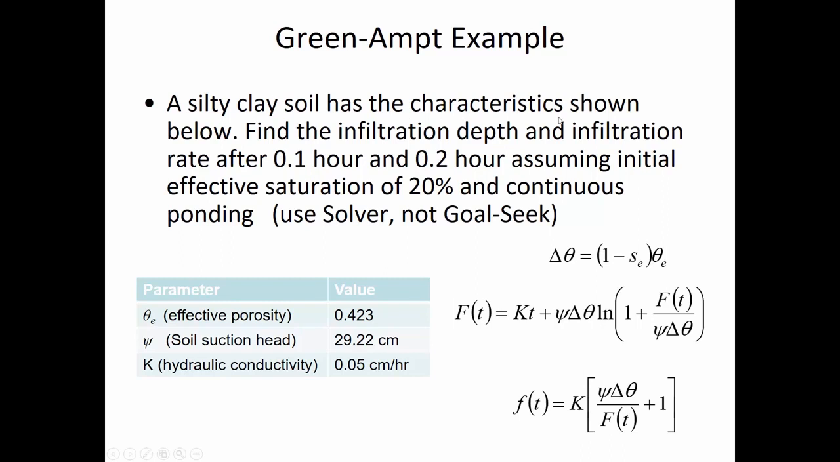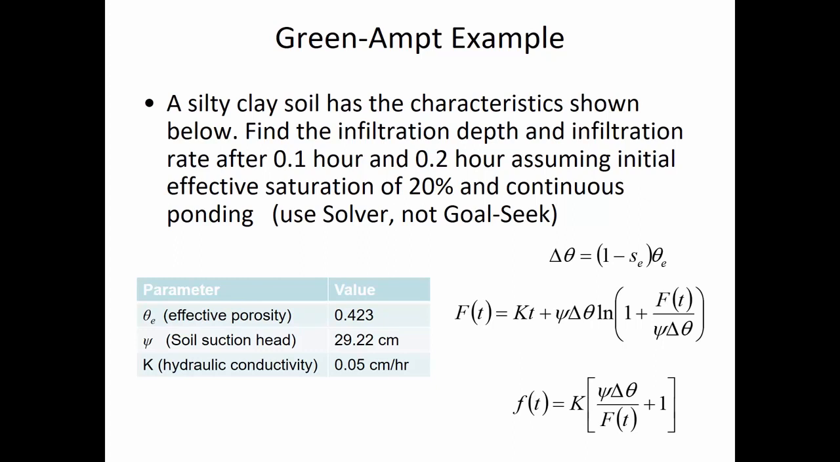We've got a silty clay soil with these physical properties, and we want to know the infiltration depth and the infiltration rate after 1/10 of an hour and 2/10 of an hour, assuming initial effective saturation and continuous ponding. We'll just do some initial stuff on the whiteboard, looking at how to calculate the delta theta, and we'll also calculate the time to ponding, because we're going to need that a little bit later. Before we move into the spreadsheet, we'll calculate some of these things on the whiteboard.